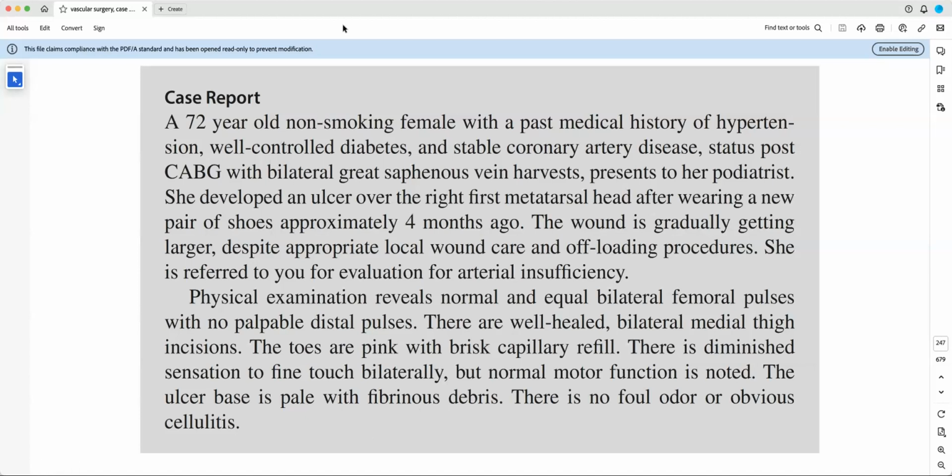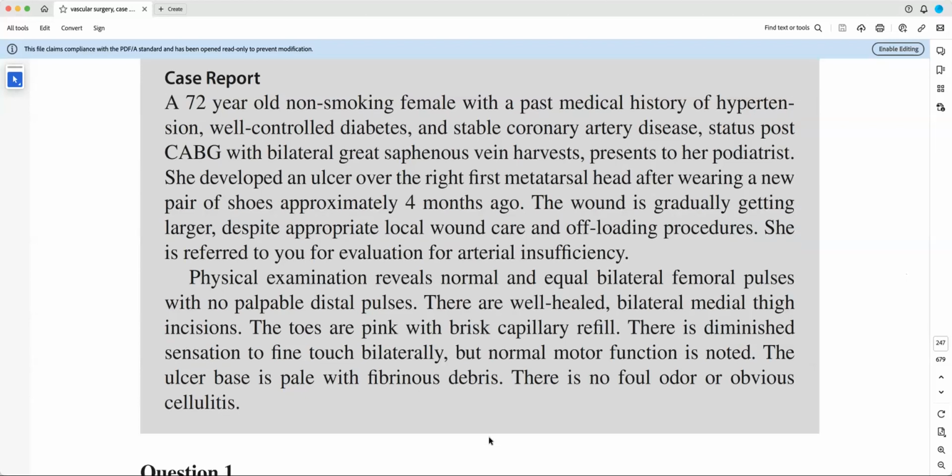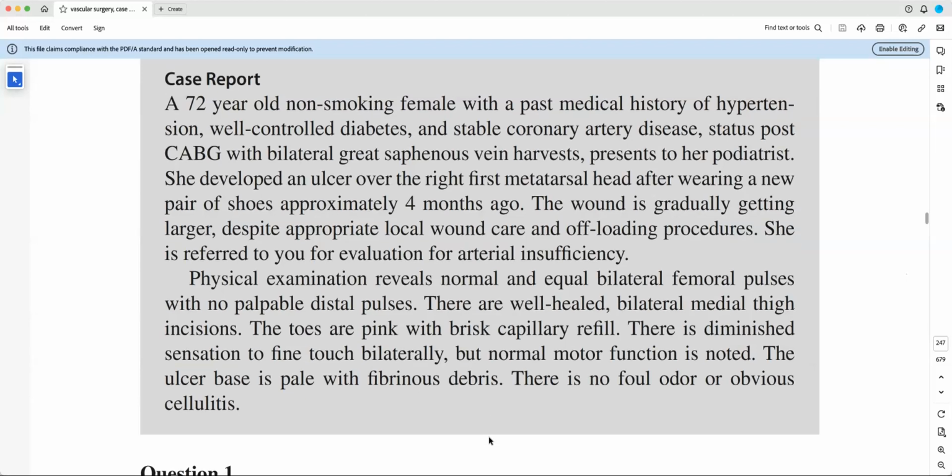Physical examination revealed normal and equal bilateral femoral pulses with no distal pulses. There are healed bilateral medial thigh incisions. The toes are pink with brisk capillary refill. There is diminished sensation to fine touch bilaterally, but normal motor function is noted. The ulcer base is pale with fibrous debris. There is no foul odor or obvious cellulitis.